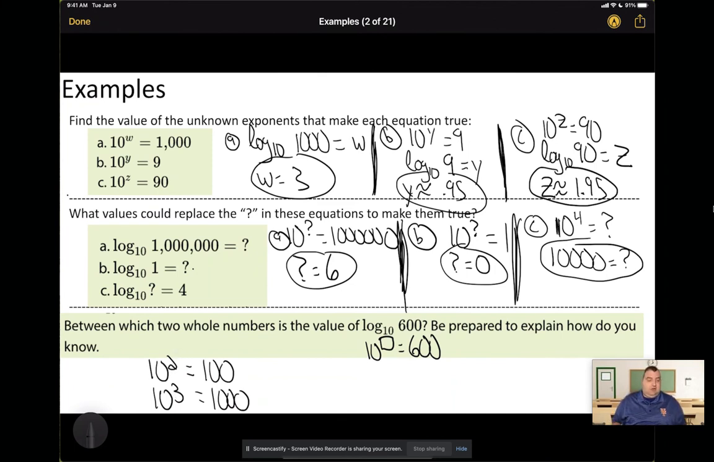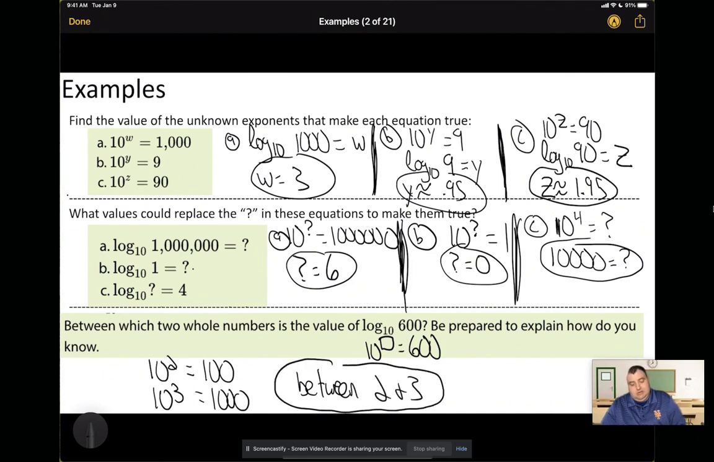So to answer the question, between which two whole numbers is the value of log base 10 of 600, the answer is between 2 and 3. And the reasoning is what I just explained. Okay? So that is it for this lesson.